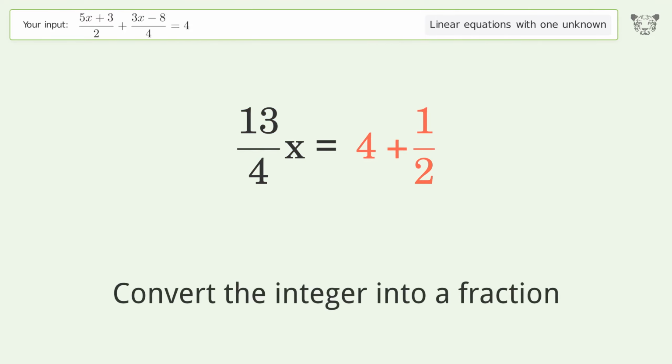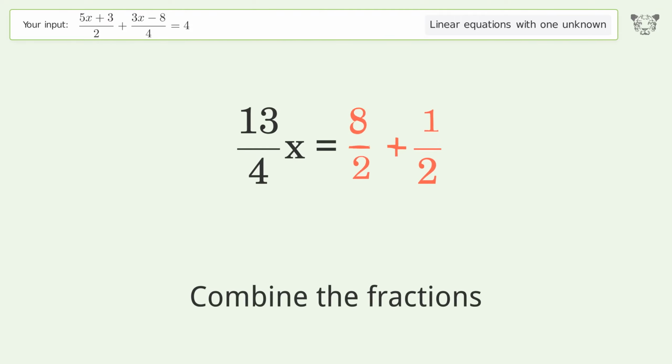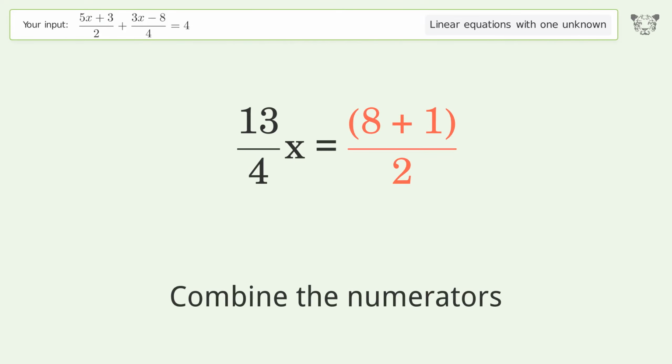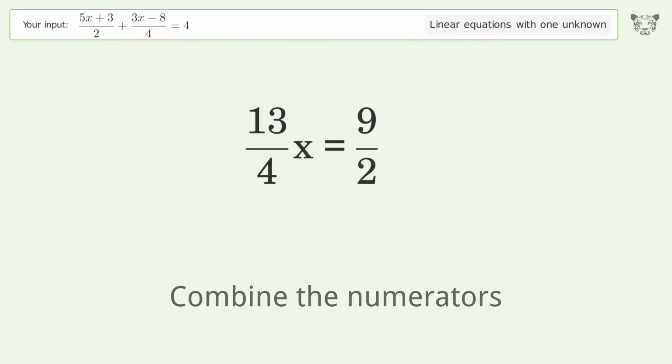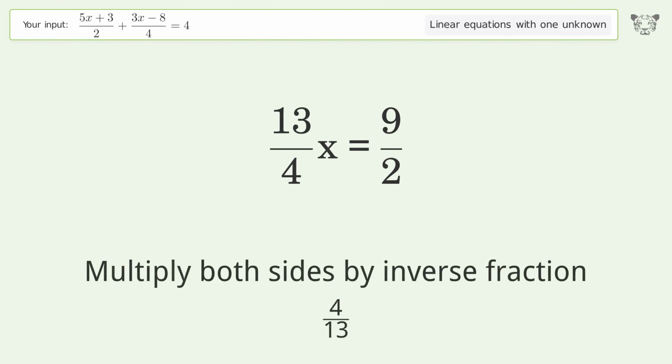Convert the integer into a fraction. Combine the fractions. Combine the numerators. Isolate the x. Multiply both sides by inverse fraction 4/13.